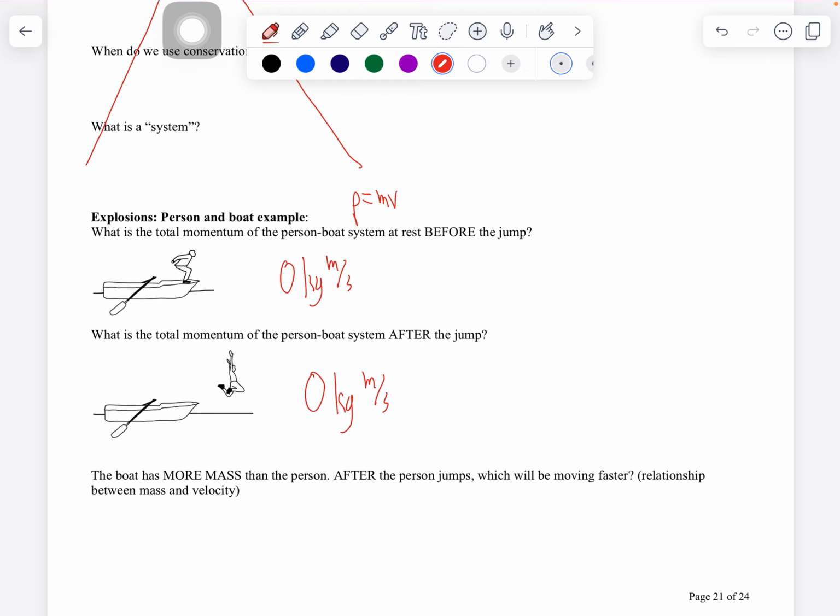Well, how is this possible? Clearly the person is now moving. They jump to the right. How is this momentum 0? Well, when the person jumps to the right, the boat is actually going to be pushed back to the left. That momentum will cancel. The person has positive momentum. The boat has negative momentum. They will end up canceling so that as a system in total, the system still has 0 momentum.